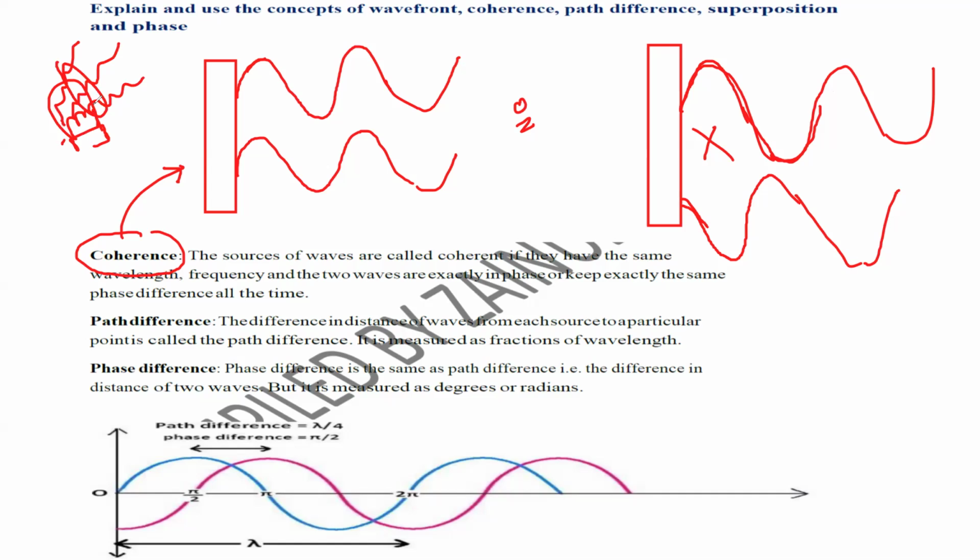But in a laser, all the waves are produced from a single point. That's why we call laser light the best example of a coherent source. So coherence is a term which is normally used for the source rather than for waves. Is the concept of coherence clear?